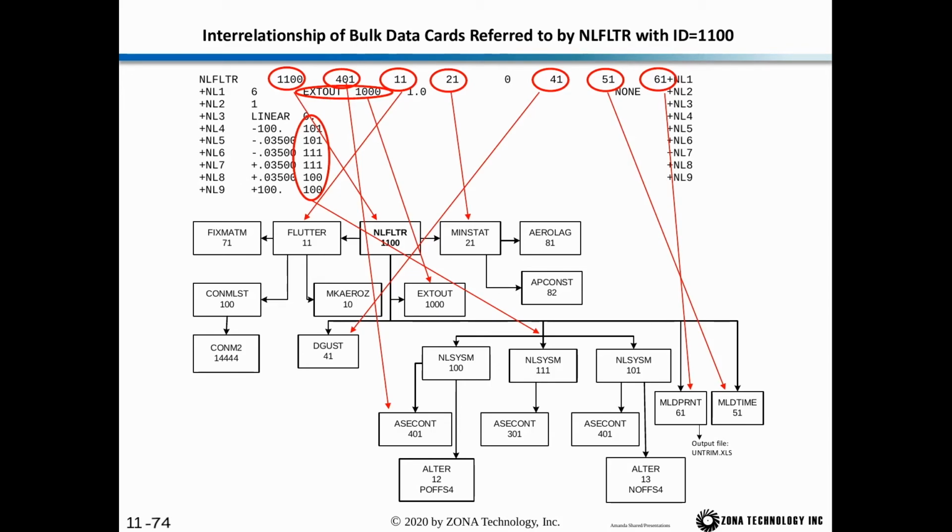And this is the interrelationship of the bulk data cards of the nonlinear Flutter card. So the nonlinear Flutter card is shown here, which refers to the 3 nonlinear system matrix cards. Meanwhile, it refers to the flutter card, the MIN-STACK card, the DGUST card, the external output, and our MLD print and MLD time.